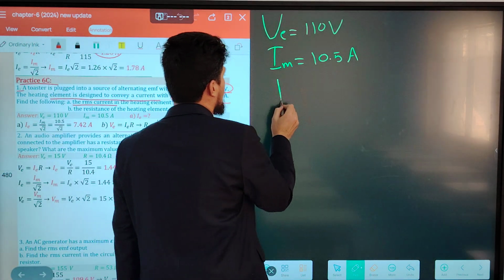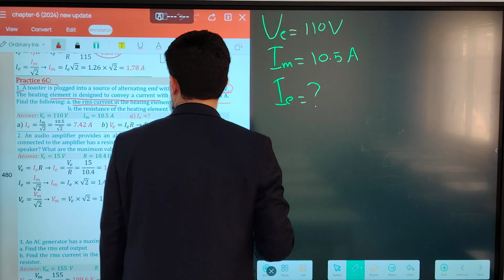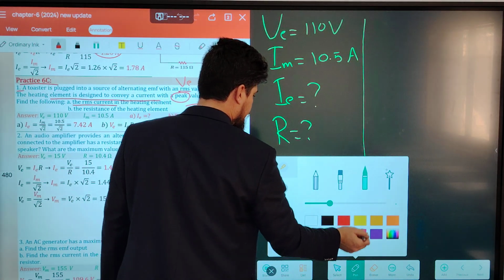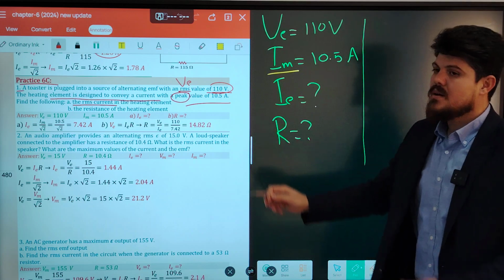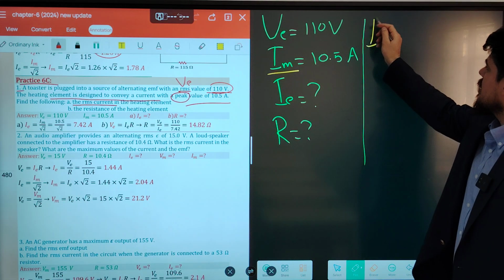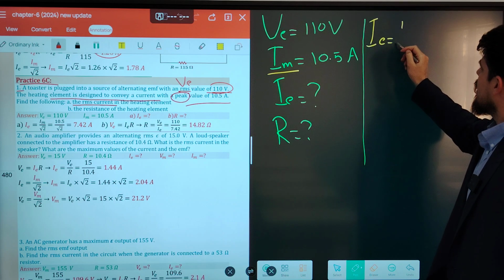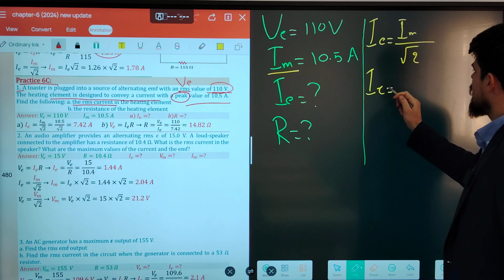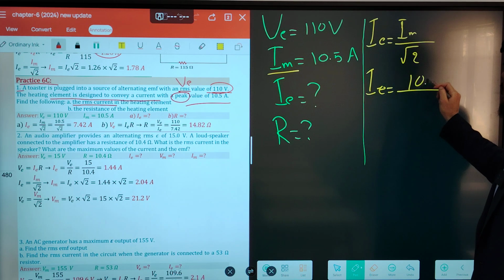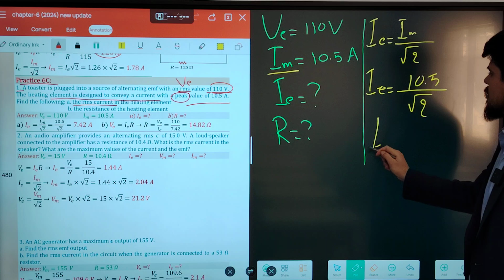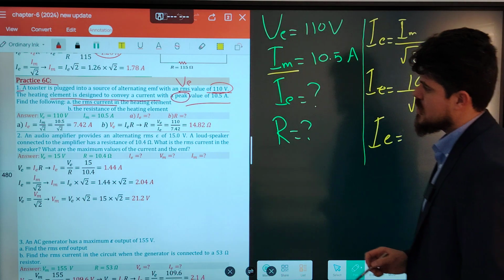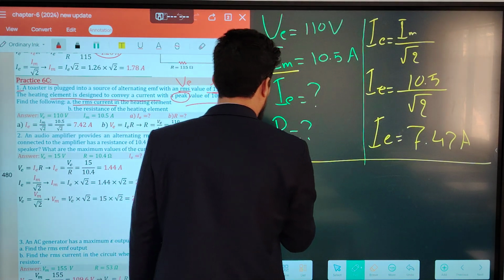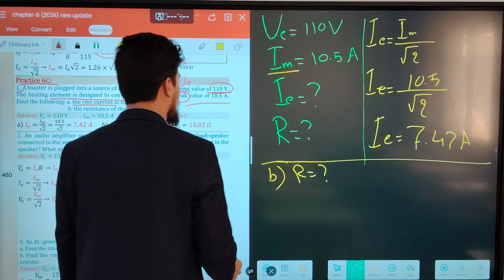Find the following. A, the RMS current in the heating element. B, the resistance of the heating element. Do we have IM? Yes. How can you determine IE? IM divided by radical 2. IM 10.5 divided by radical 2. IE is equal to 7.42 ampere.